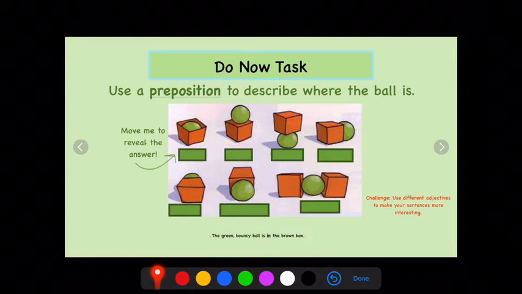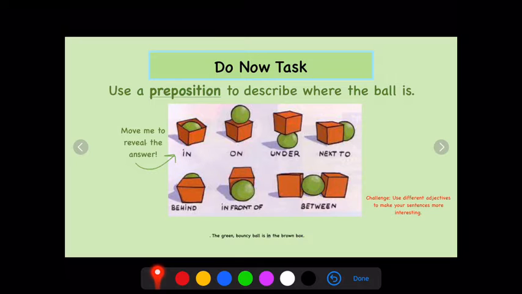I'm going to reveal the answers after you've written at least 3 of them in your notebook or your English book. Pause the video now to write your preposition sentences. Well done. If you had said that this was in, on, under, next to, behind, in front, or between, you were absolutely correct.